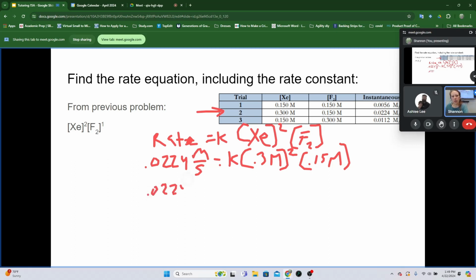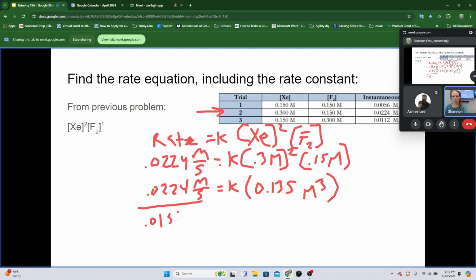Just rewriting this and solving the right side first. So 0.3 squared times 0.15, you get 0.0135 molarity to the third power. Okay, and then we'll divide both sides by that, 0.0135, 0.35.